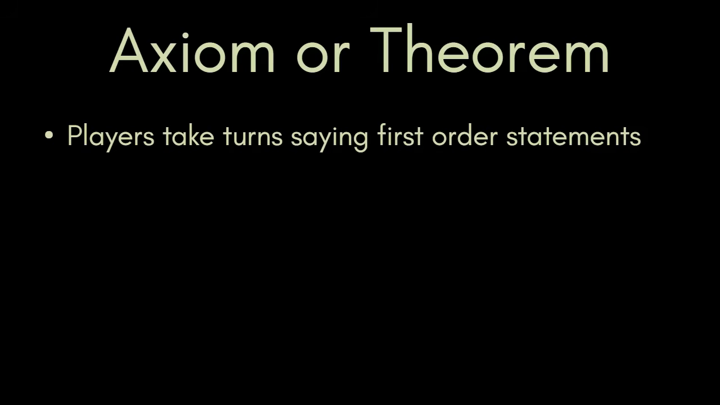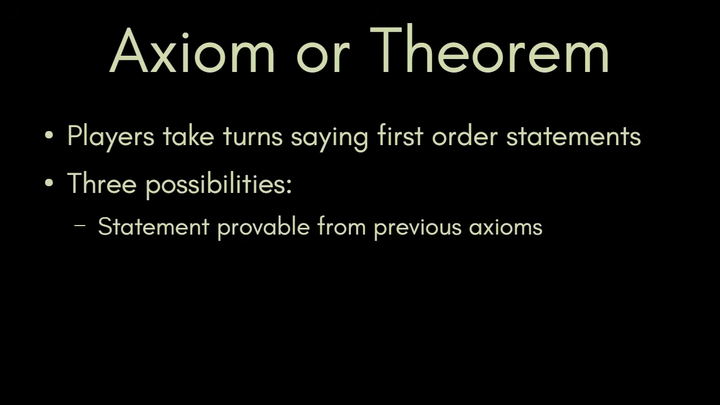On a player's turn, there are three possibilities. First, their statement could be provable from the previous statements. That is, every structure satisfying the previous statements necessarily had to satisfy the statement just played. In this case, we say that the player has played a theorem, and so they lose.